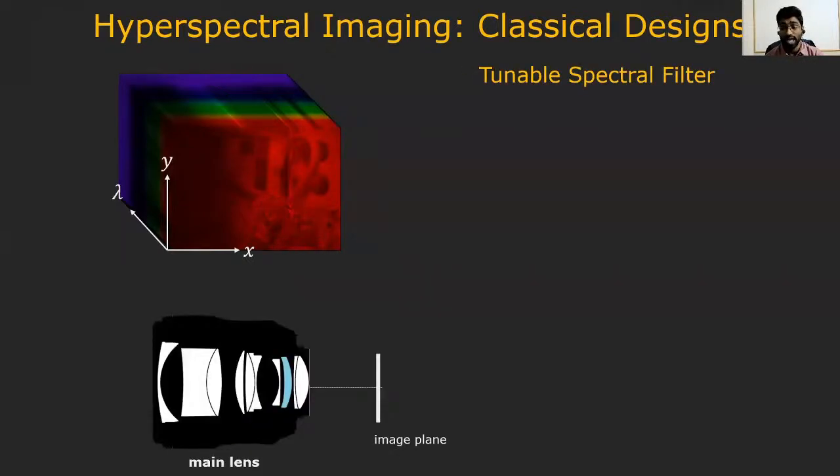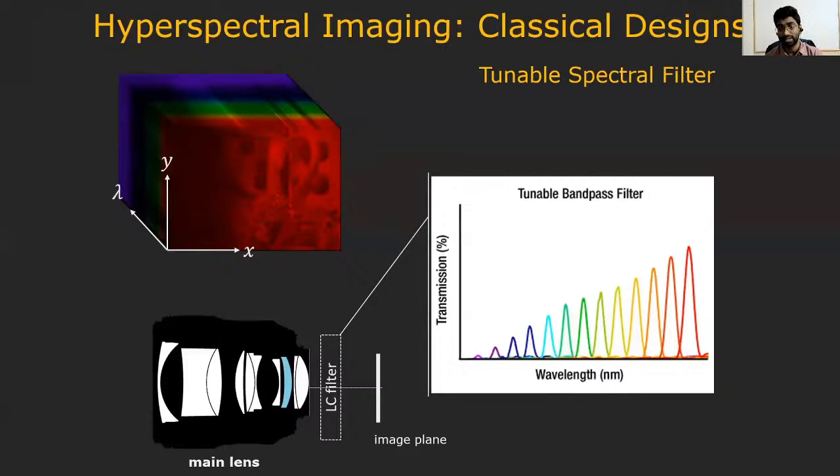One simple approach for scanning the hyperspectral image involves a tunable spectral filter that can capture images at several narrowband wavelengths. The full hyperspectral image is then captured by simply going from one end of the spectrum to another end.